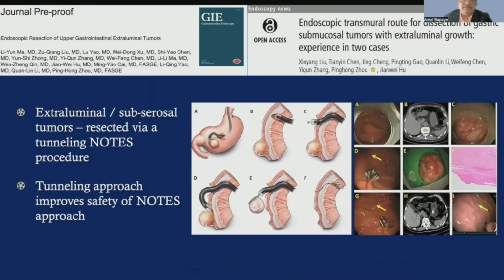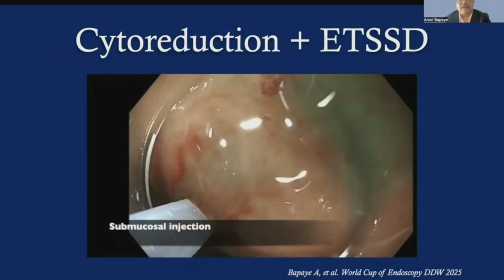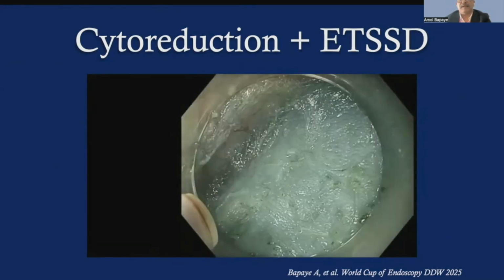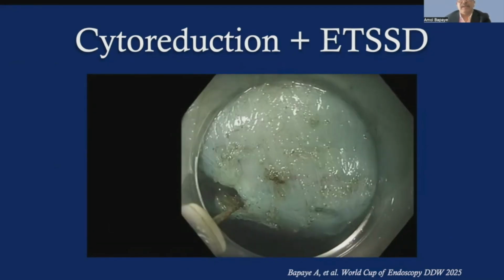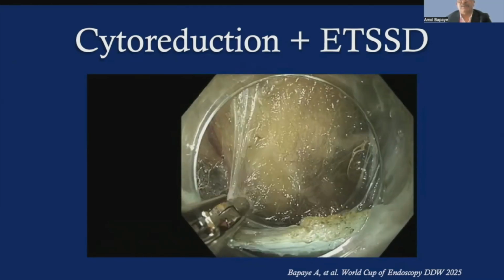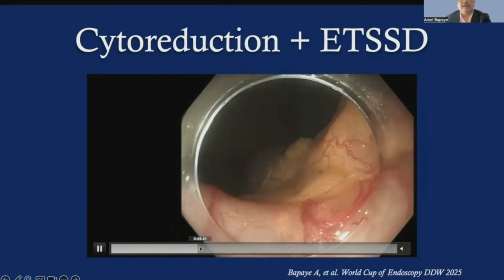All these techniques are meant for endophytic lesions, but for exophytic lesions which are growing on the serosal aspect, we can actually perform a subserosal dissection also. This is a video that was presented at the World Cup of Endoscopy this year, where after treating these patients with imatinib and reducing the size of the tumor, we perform a tunneling. We go out through the tunnel and into the peritoneal cavity and approach this tumor from the peritoneal aspect.